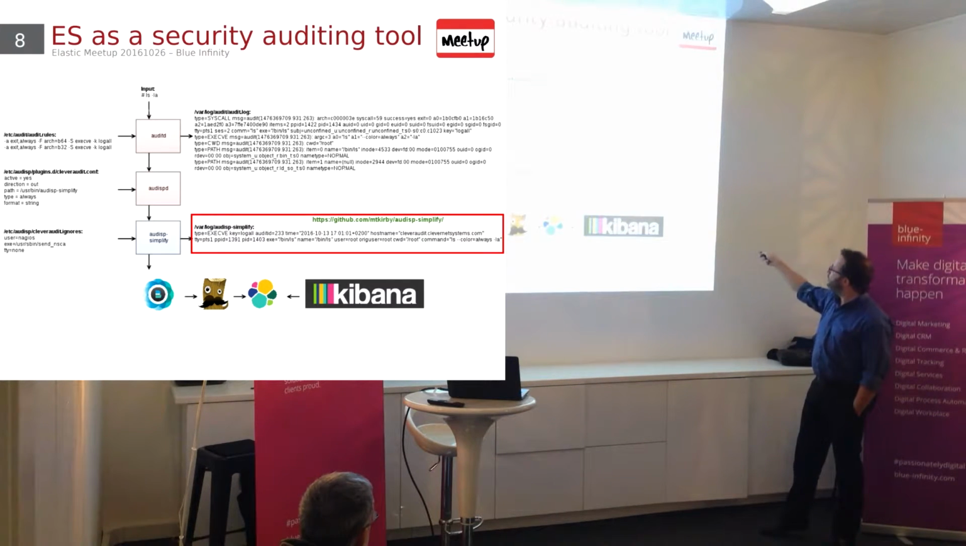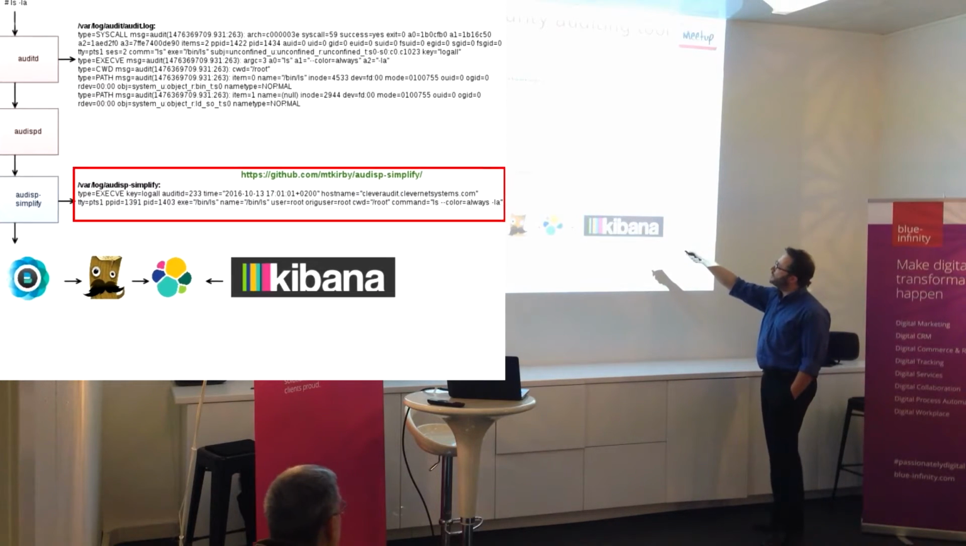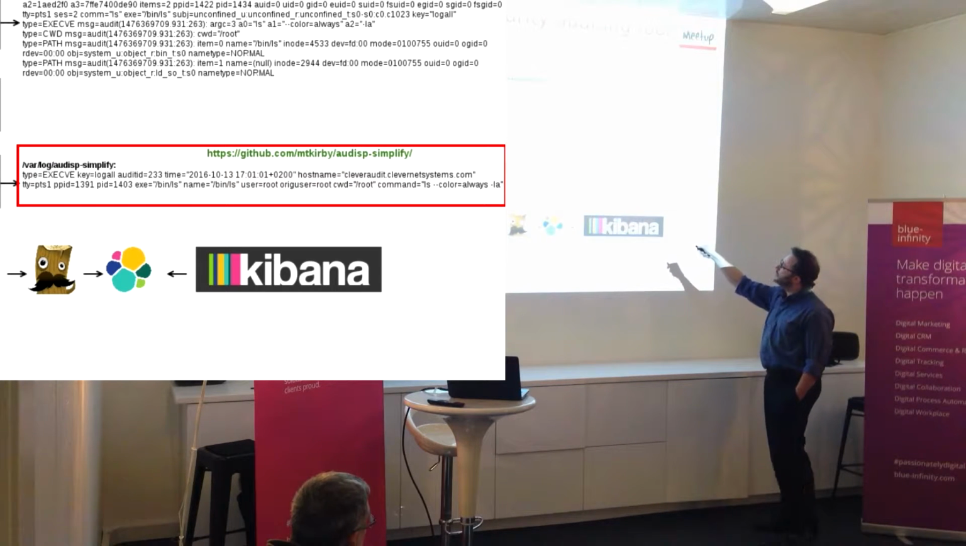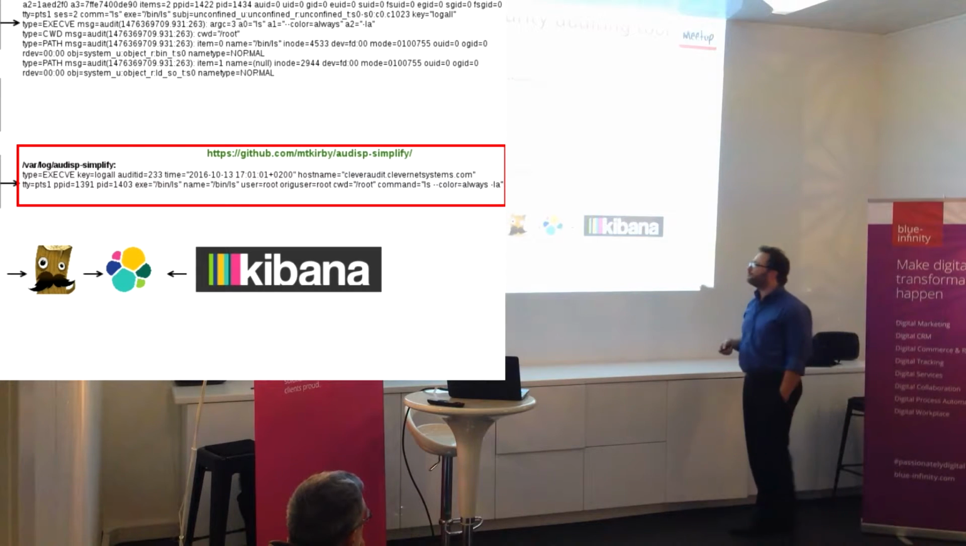And you can find here all the details about this command. So you can find, for example, the ID of the audit event, the time at which it occurred, the hostname on which it occurred, the process ID, the executable, the user that executed this process, the original user that executed this process, and the actual command with the arguments.